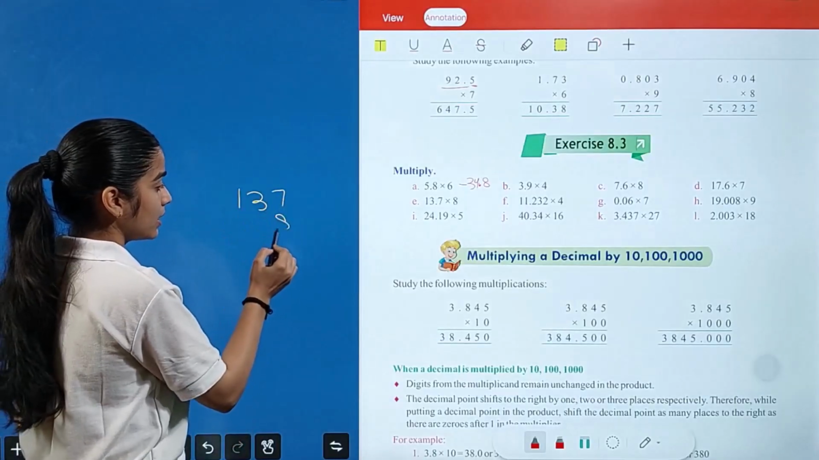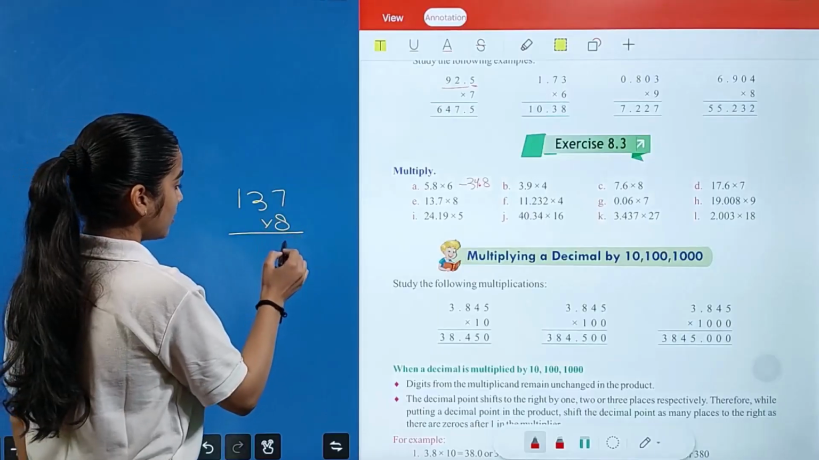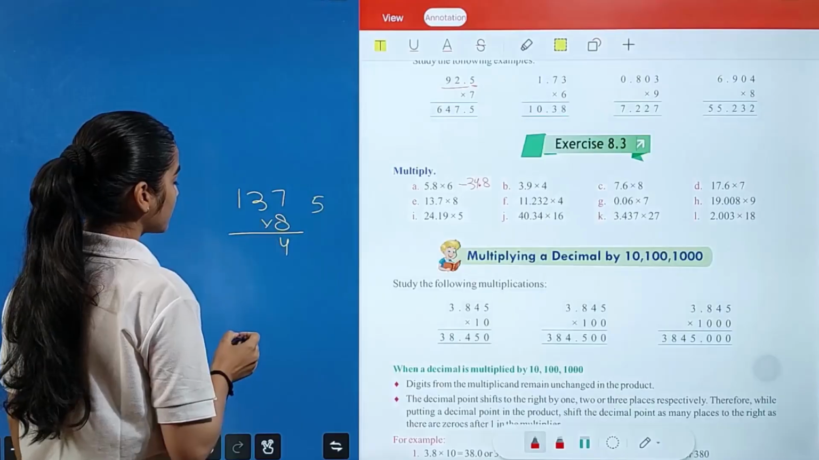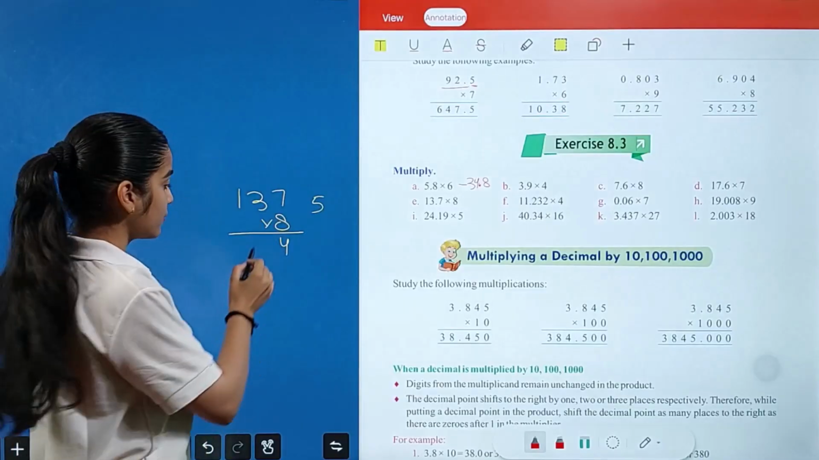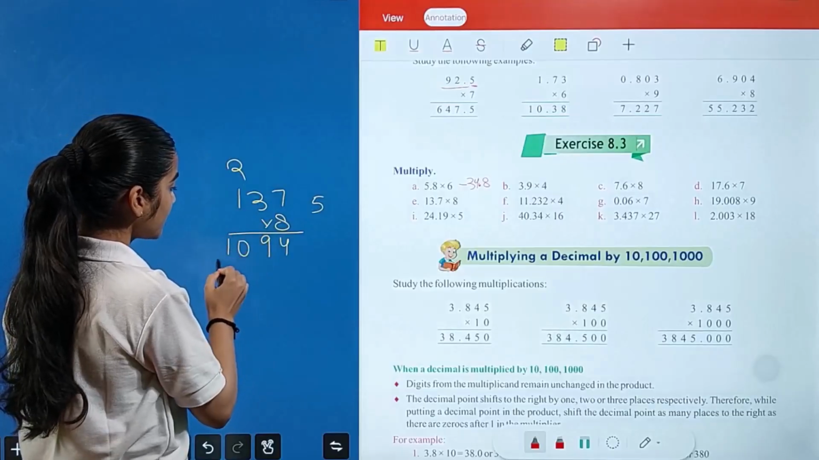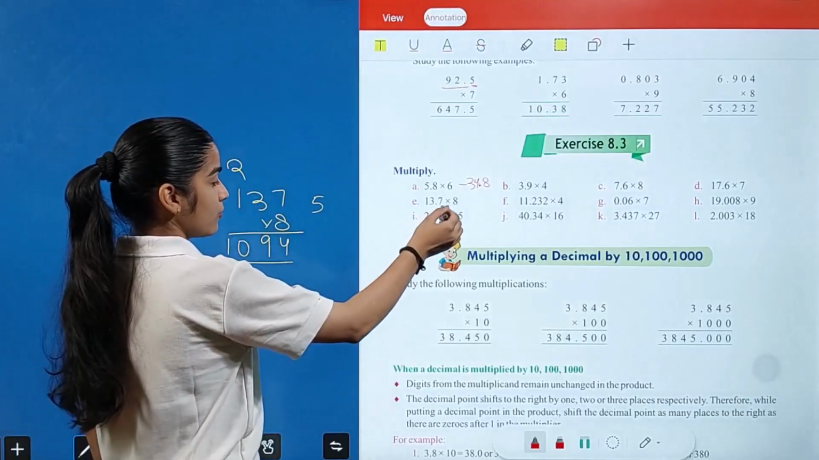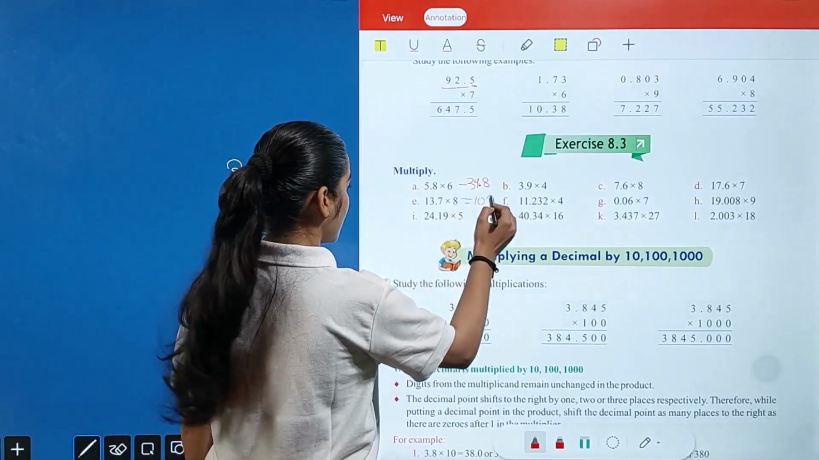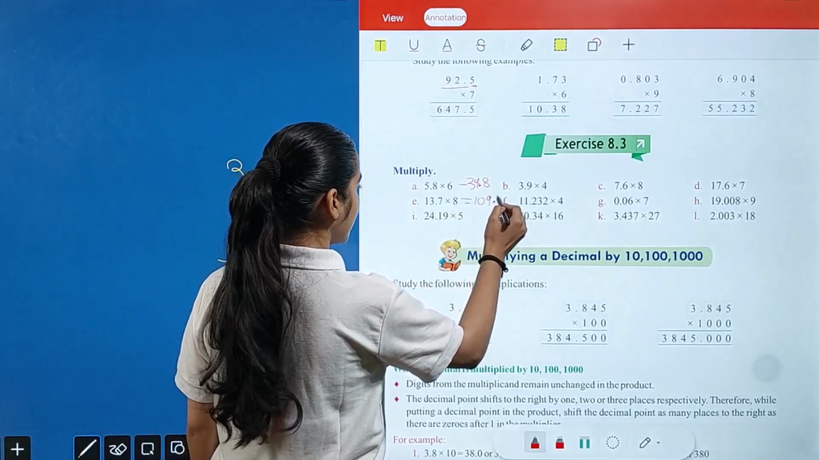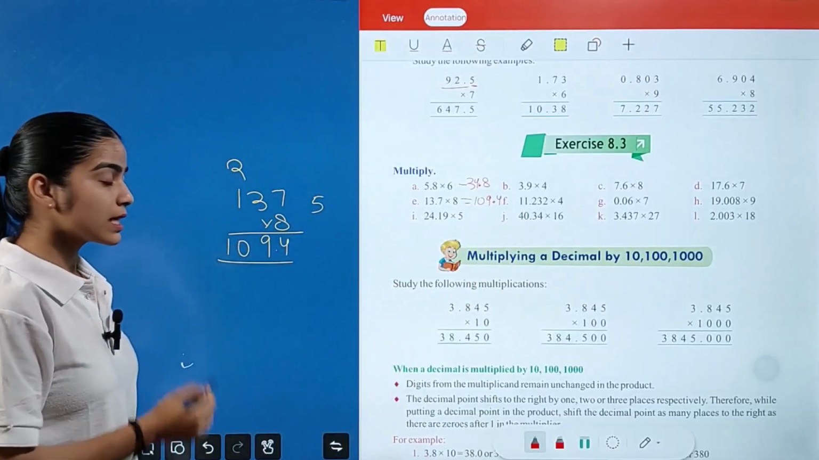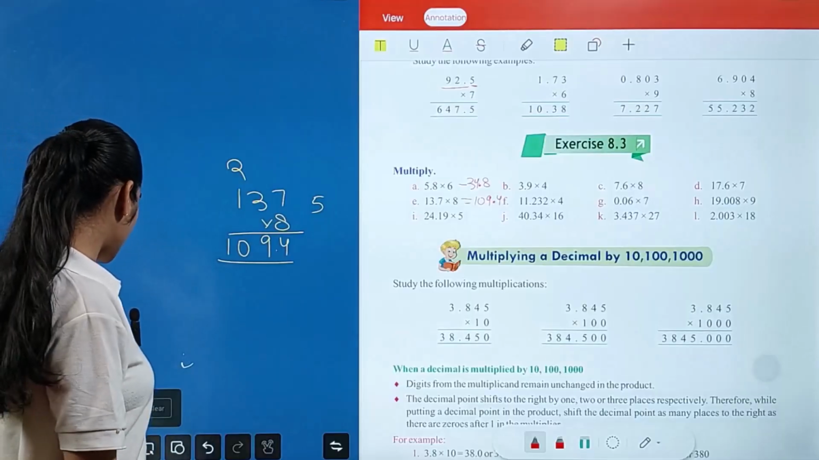Okay, next 13.7 multiplied by 8. 137 multiplied by 8. 7 8s are 54. 8 3s are 24. 24 plus 5, 29. 8 1s are 8 plus 2, 10. How many points we have? Only one. So we put the point here. 109.4 is your answer. So now you can solve the rest of the questions in the same way as I do, and you will get your answer.